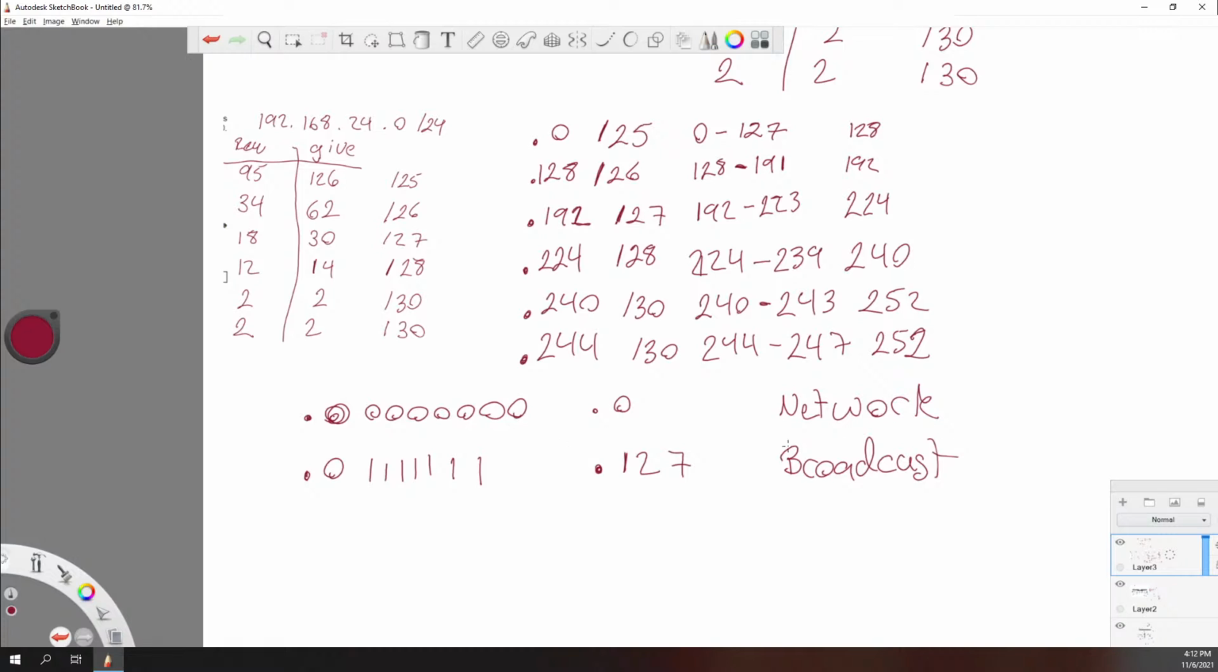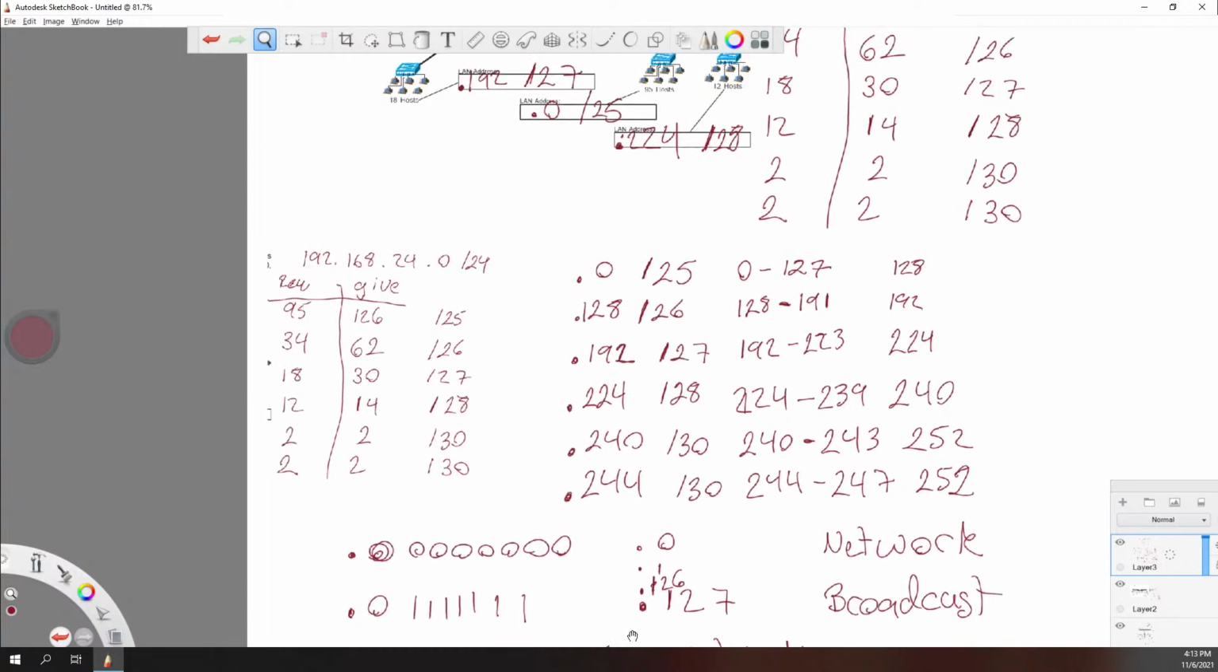And then the ones in between, .1 and .126, that would be our usable range. So 1 through 126. Network range for hosts.